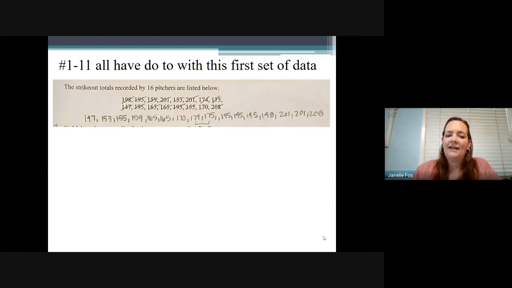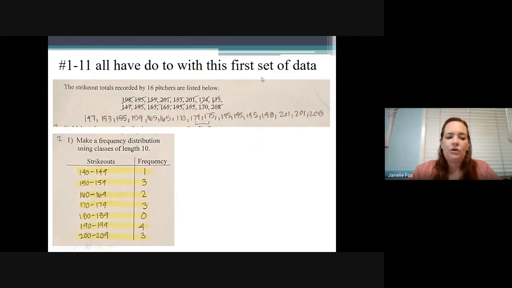And so with that data, the first thing you want to do, very first, is to put that data in order. And so you can see that what I did is I just went through and I put all the data in order, and that allowed me to be more able to then do all the other questions. So that would be the very first thing, is to put the data in order.